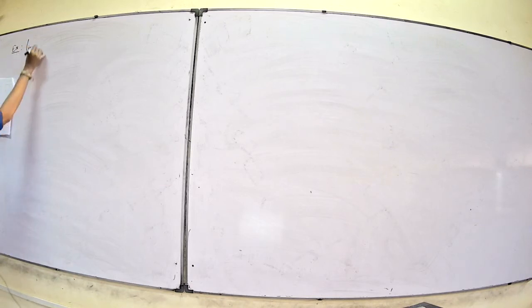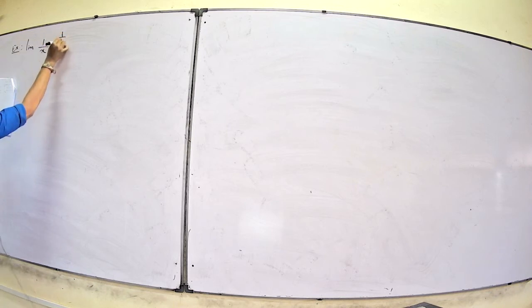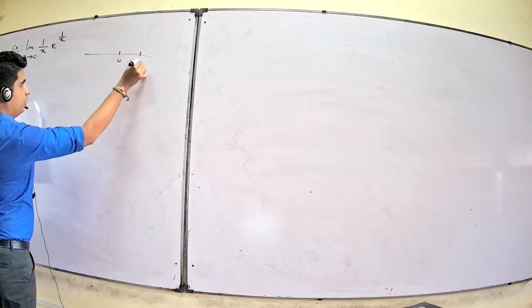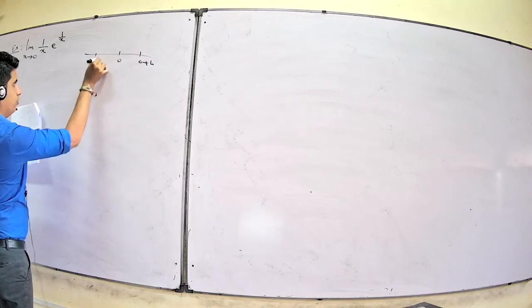The limit of 1 over x e power 1 over x as x tends to 0. You want to check whether this limit exists or not. Here, 0, 0 plus h, 0 minus h.